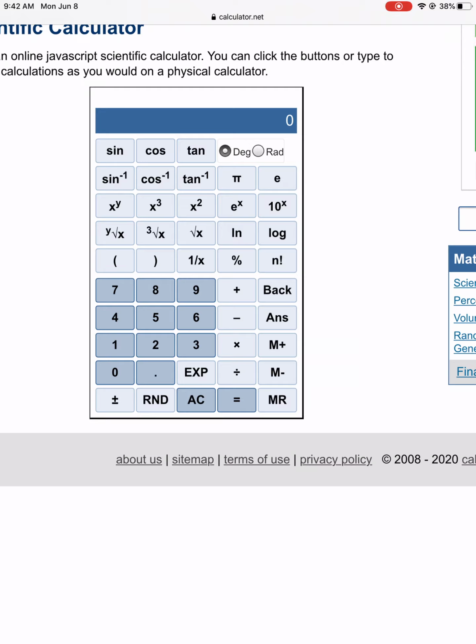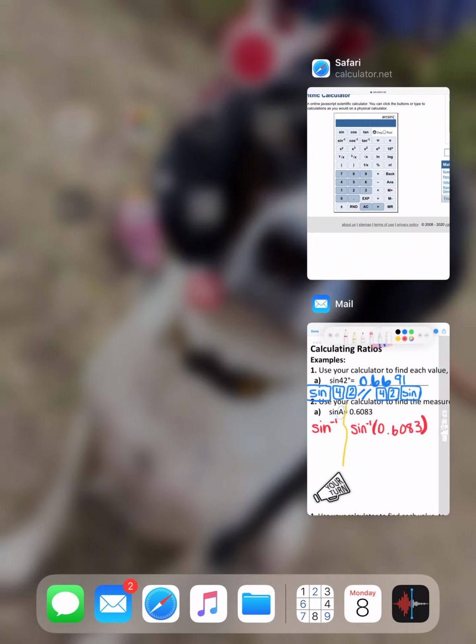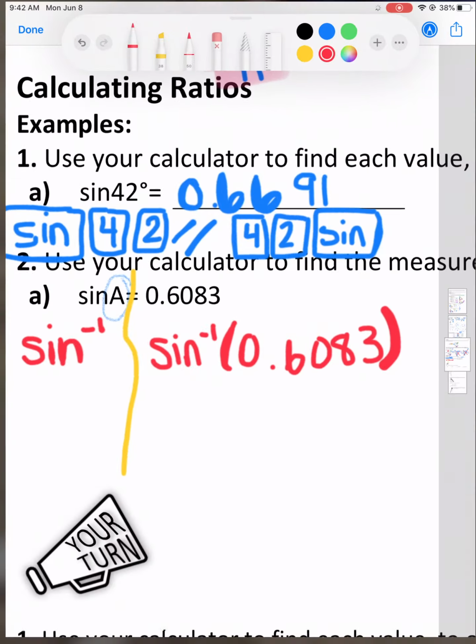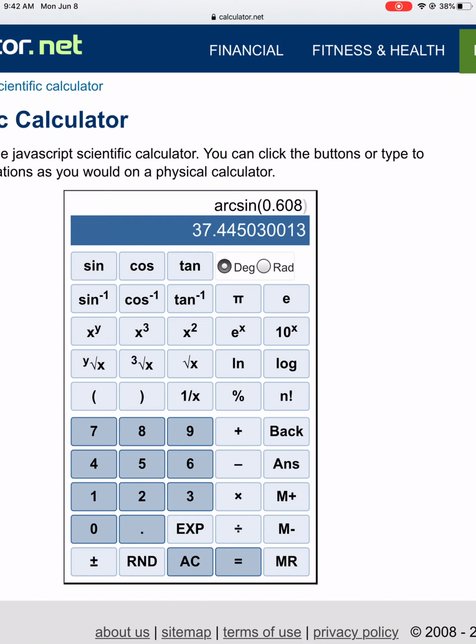So if I were to type in sine to the minus 1, 0.6083, oops, 0.6083, there we go, 37.4666. It says to the nearest angle, but it's technically 38 degrees. Because the 6 would round the 4 up to a 5, and the 5 would round up the 37 to a 38.